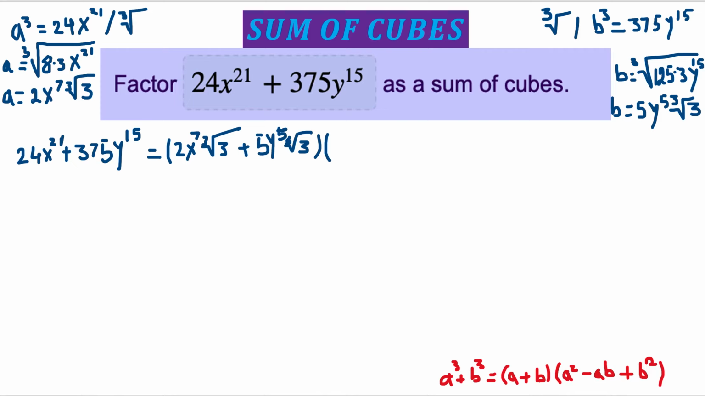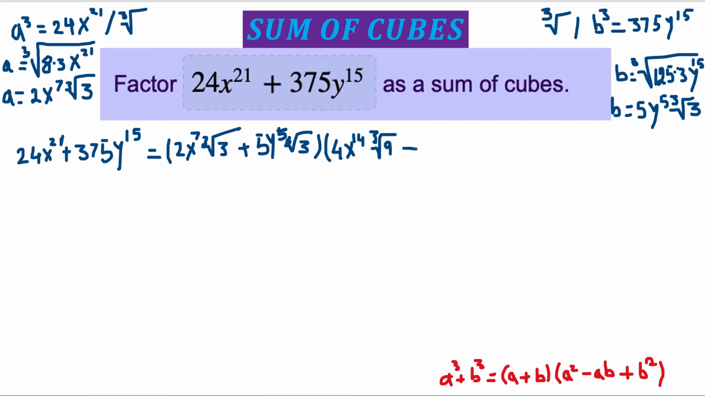If I'm squaring the a here, 2 is going to be 4. And x to the 7 is going to be x to the 14. And if I'm squaring now cubic root of 3, it's going to be cubic root of 9, because 3 squared is 9. So that's what I have now.